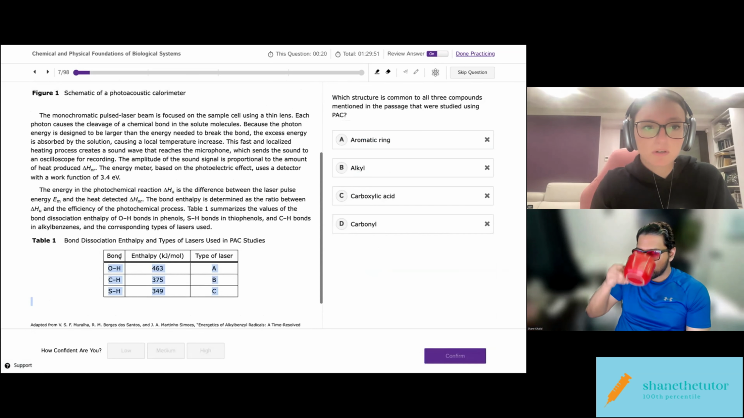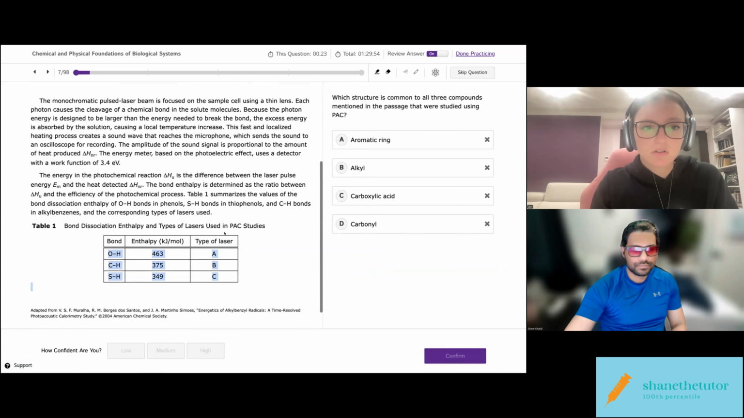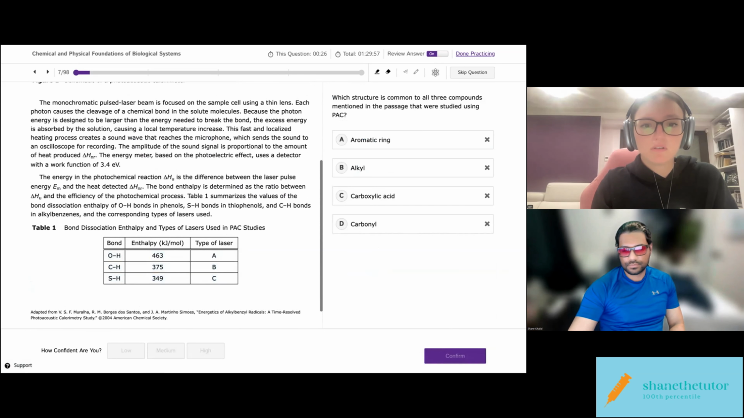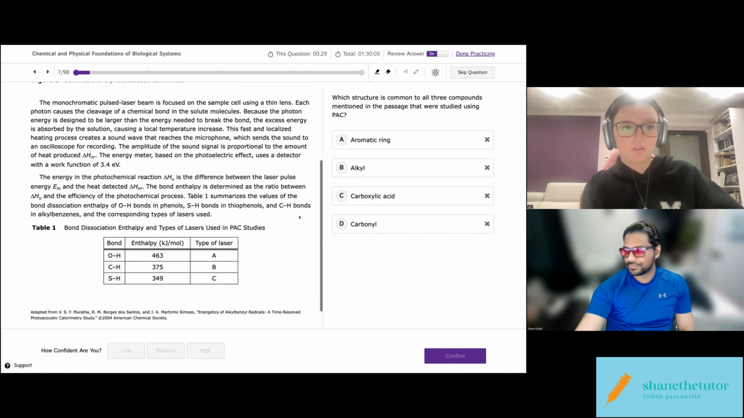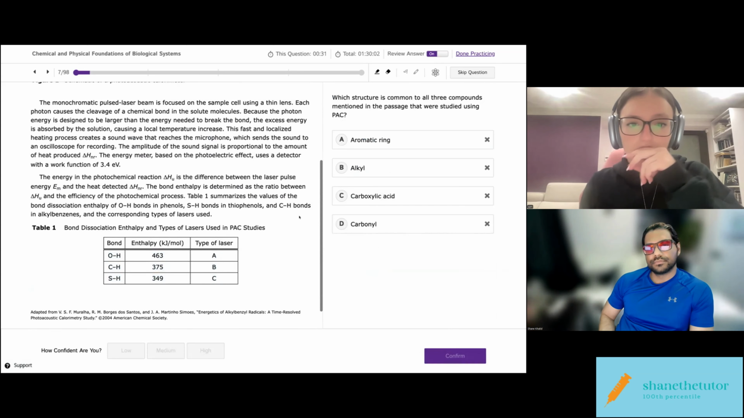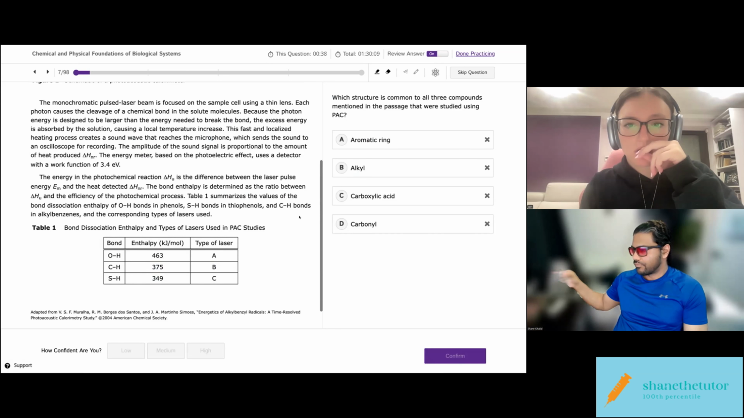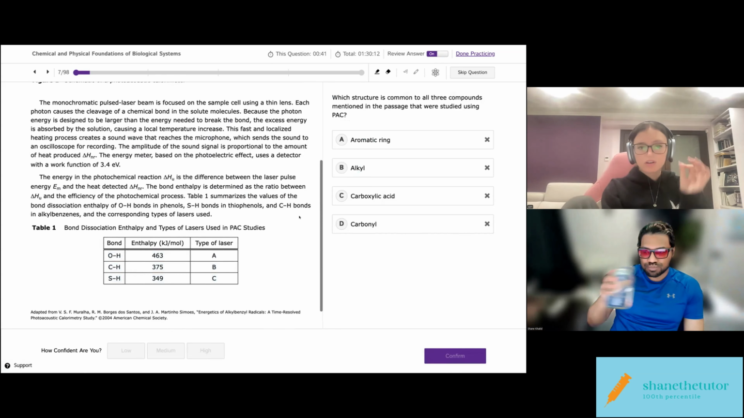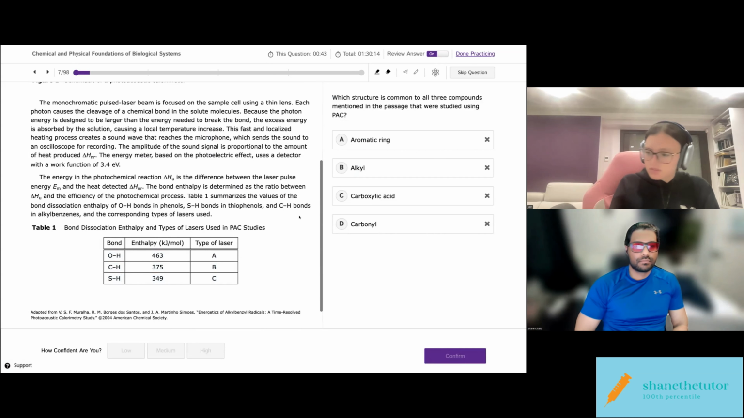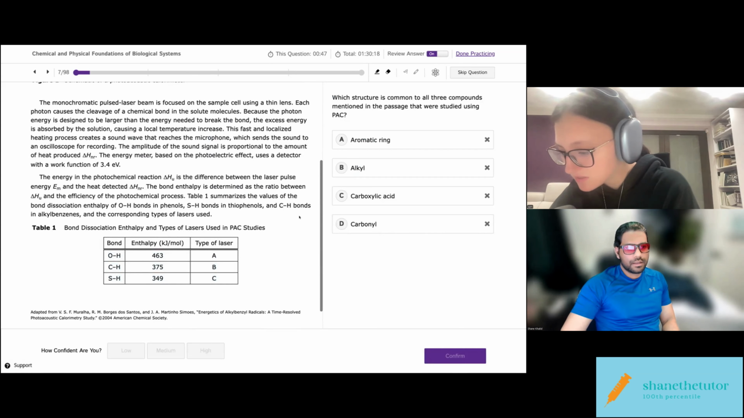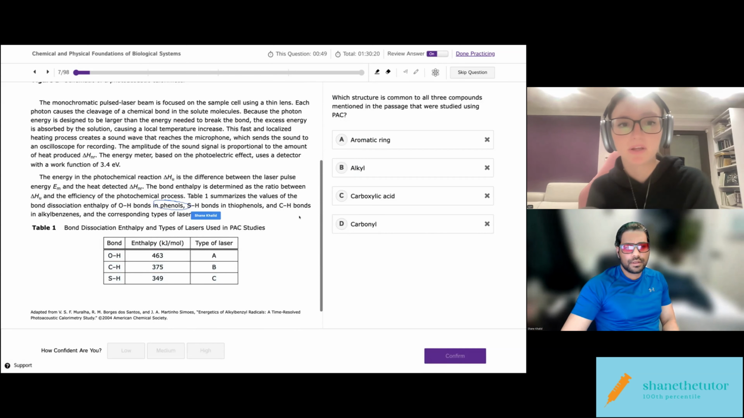These are the compounds, right? The phenols, thiophenols, and alkyl benzenes. I would need to know the structure of benzenes. I can imagine the aromatic ring, but for phenols, phenol is like phenylalanine, or that's different. So what's alanine? Like what R group?